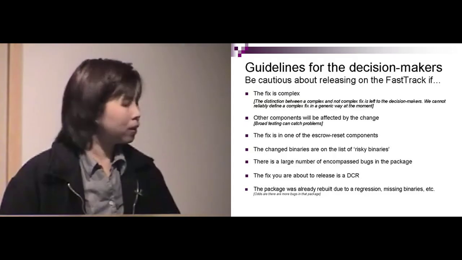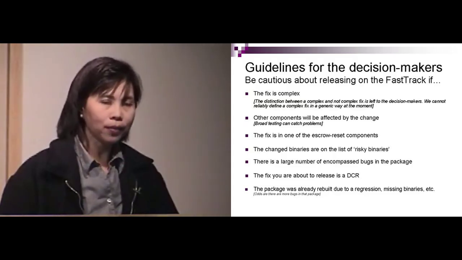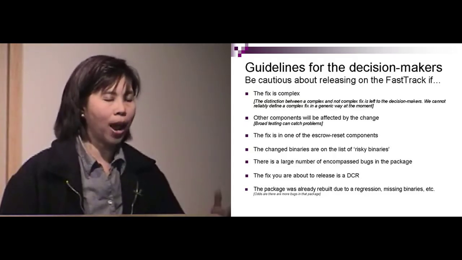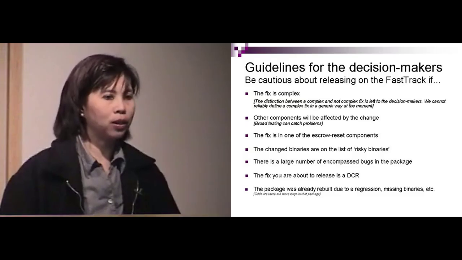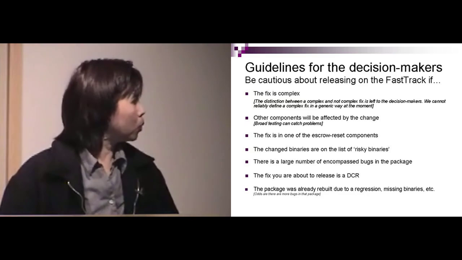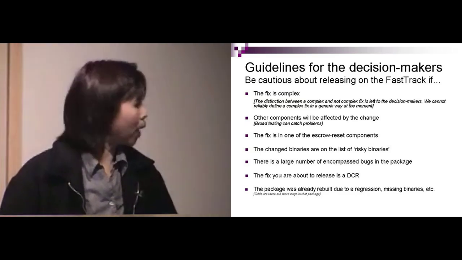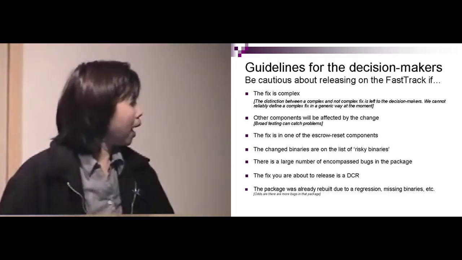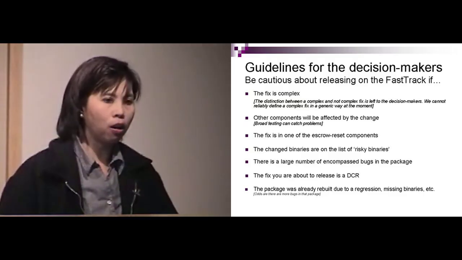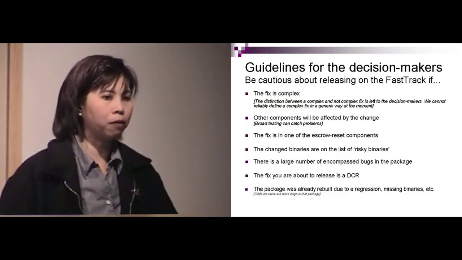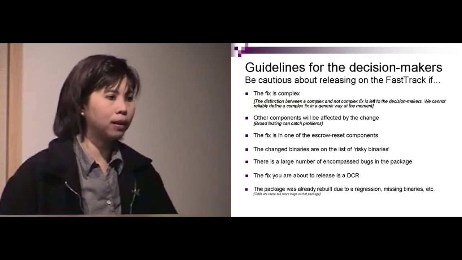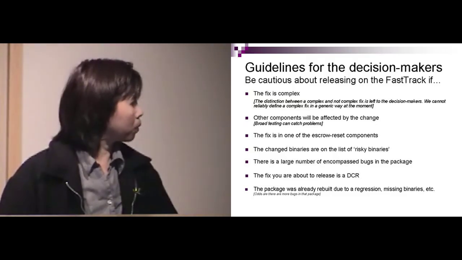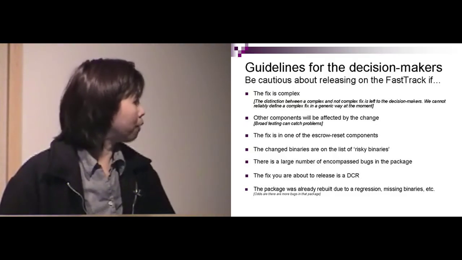Risky binaries are essentially those that have had a lot of code churn. When we take a change in this area, it causes another regression, and we have a lot of issues with those bug fixes. So don't do that. Also, for bug fixes that carry a lot of encompassed bug fixes, obviously you can't test that bug fix in isolation, and you require a broad test pass to assure the quality. Then don't do that on a fast track.